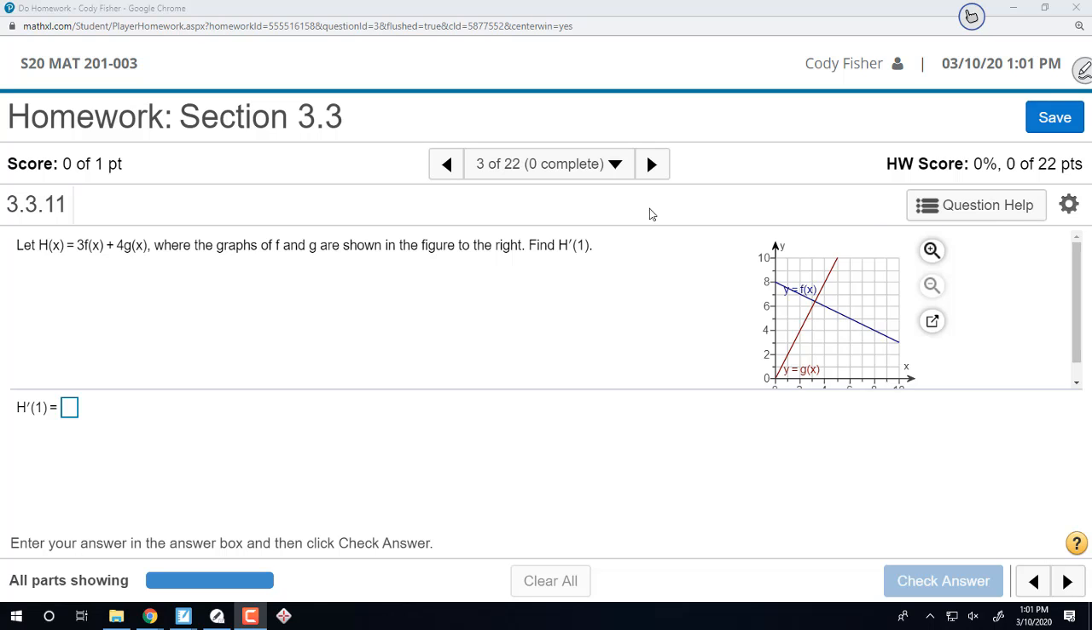So remember, when the derivative here, h prime of 1, that means find the slope of the tangent line on the function h when x is equal to 1.